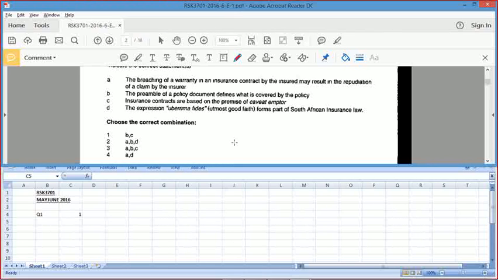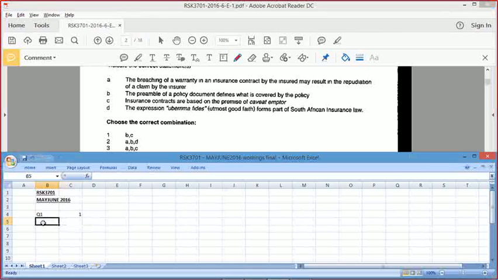Insurance contracts are based on the premise of caveat emptor. Caveat emptor means let the buyer beware. That's not an insurance contract, that's a sale of a product or a good. So caveat emptor, I wouldn't say is applicable to insurance, but uberrima fides, yes, because that's in good faith. Contracts are contracts in good faith. So A and D. What did you go with? A and D as well. Okay, good. So question 2, option 4, A and D.